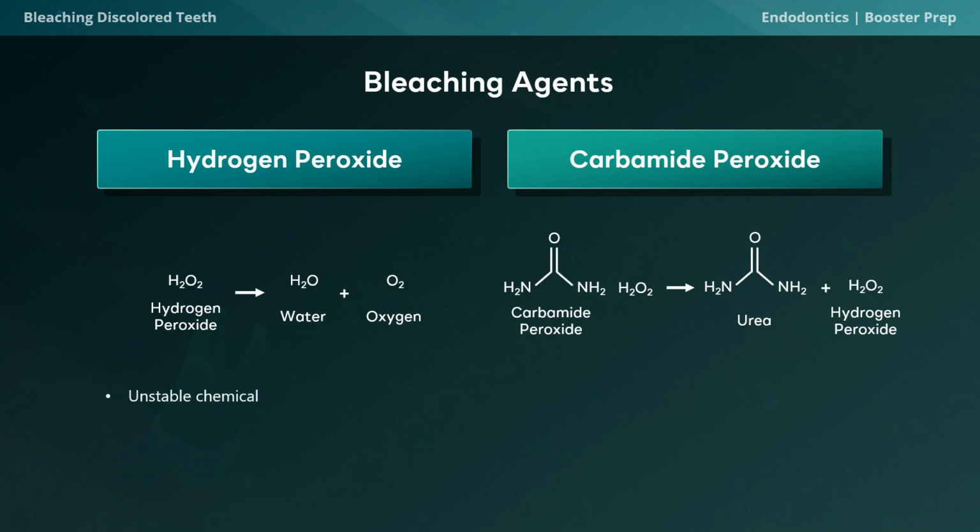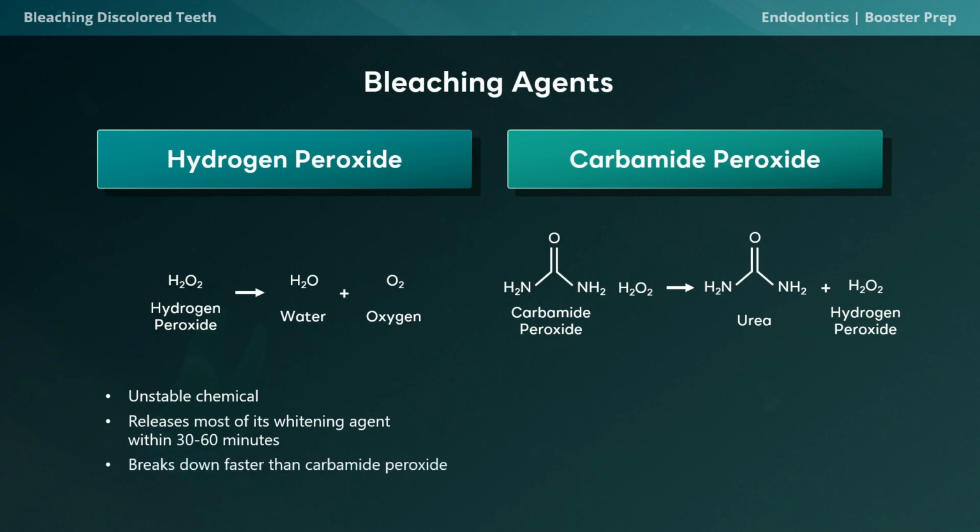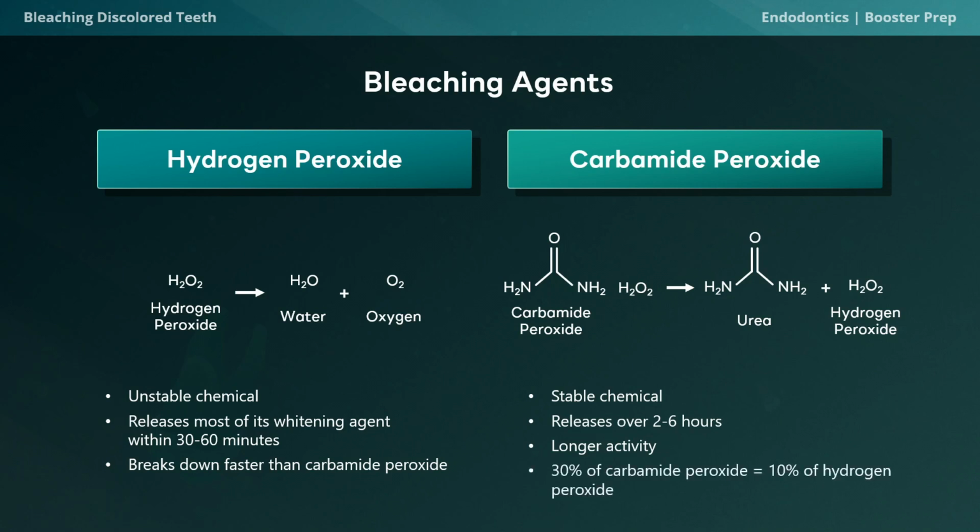It's unstable and breaks down quickly into water and reactive oxygen radicals as depicted by the chemical reaction. Because of this, it does most of its whitening work in a swift 30 to 60 minutes, which means it breaks down much faster than carbamide peroxide, which is more like a slow burning fuel. It's stable, takes time to react with water, and releases its active ingredients, hydrogen peroxide and urea, over a leisurely 2 to 6 hours, making its whitening effect last longer. And for every 30% of carbamide peroxide, we get about 10% of hydrogen peroxide in the mix.